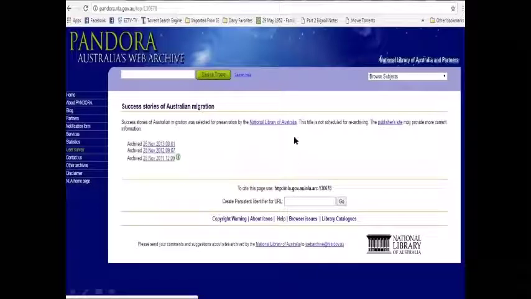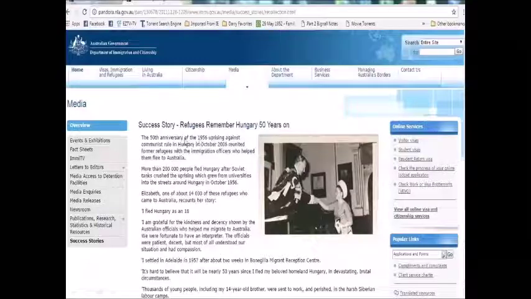Now, the National Library, we all go to TROVE, but the National Library has Pandora. Now, you can link to Pandora from TROVE, but most people probably don't even get that far down because they're only looking at newspapers. Pandora is all the archived websites, and it has a lot of information there. This one is a government website where the Hungarian refugees are celebrating the fact they've been here for 50 years, and they're writing their stories. They're digitised, they're online. Some of them even have photographs with them. So very interesting. And there's more than just the Hungarian refugees.